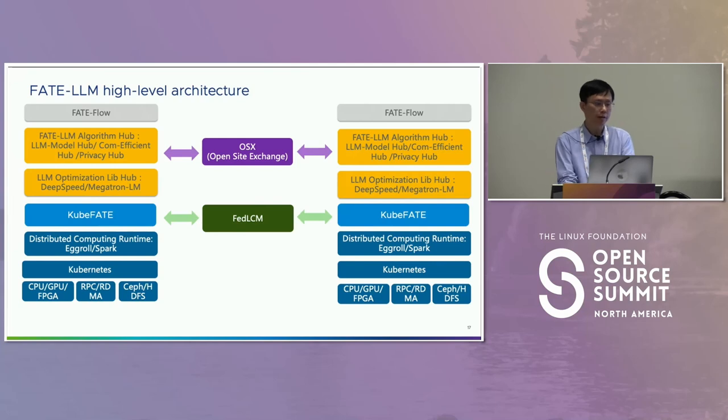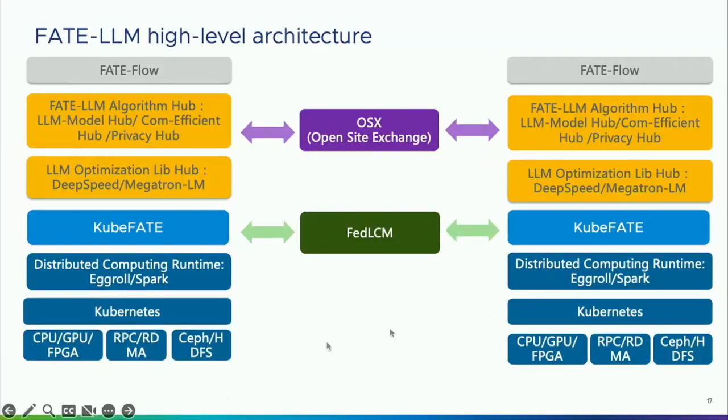Here's the FATE-LLM high-level architecture. Basically, you can see on the left-hand side, there's the underlying hardware layer, CPU, GPU, FPGA, whatever. And then we have Kubernetes on top of it for management of the cluster and the hardware resources. And then we have the distributed runtime cores like Eggroll and Spark to run on top of it and use the underlying hardware. And then on top of that, we have our open source project called KubeFATE, which will manage the single instance of the federated learning cluster.